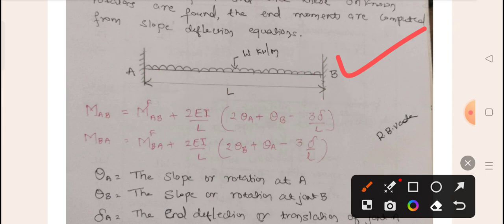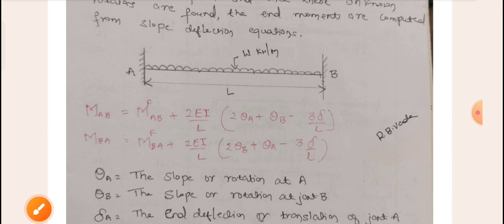How is it to be calculated? To calculate these fixed end moments and slopes, the formula is MAB equals MFAB plus 2EI by L into the bracket 2 theta A plus theta B minus 3 delta by L. MFAB I will explain afterwards.